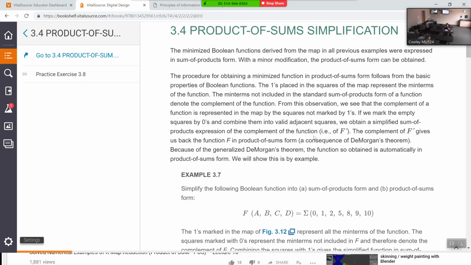In a product of sums form, consequence of De Morgan's theorem. Because of the generalized De Morgan's theorem, the function so obtained is automatically in a product of sums form. We will show this by an example.